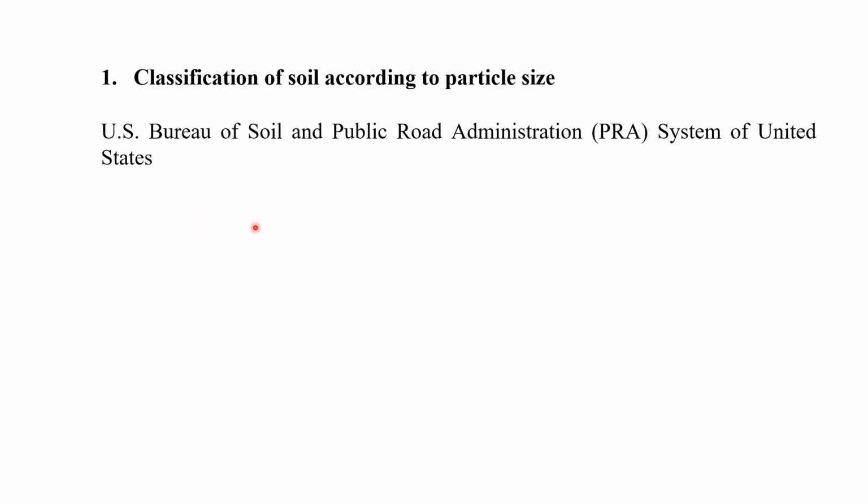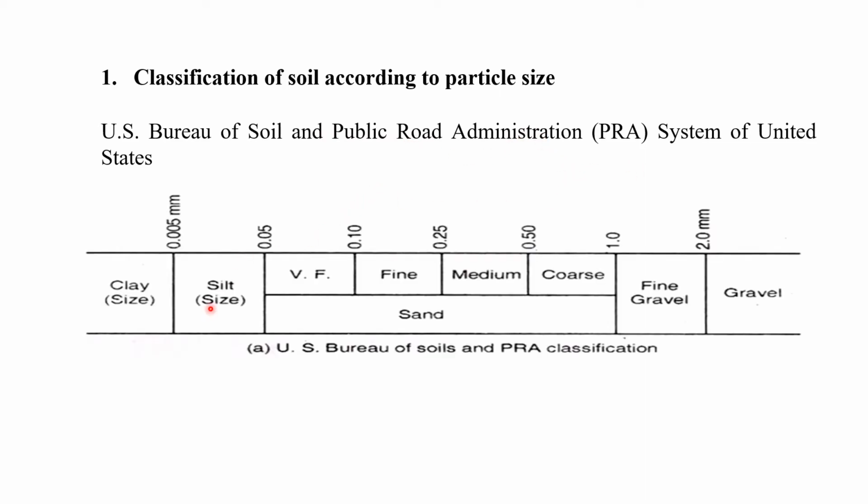We can see here the classification of soil according to particle size. The first one is the US Bureau of Soil or Public Roads Administration system of the United States. Depending upon the soil, the soil has been classified. Less than 0.005 millimeter comes under the clay category. In between 0.005 to 0.05 mm, it comes under silt-sized particles.